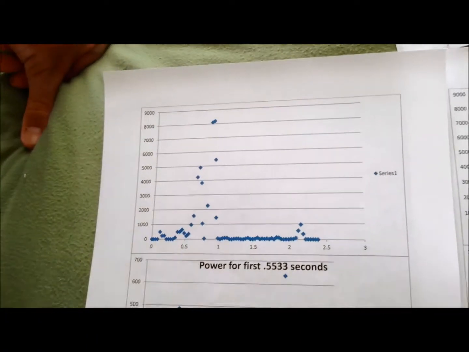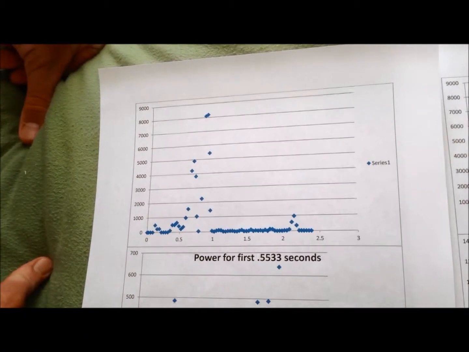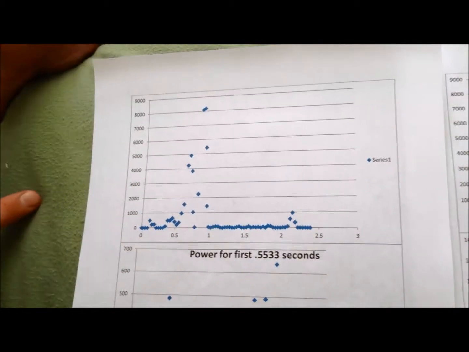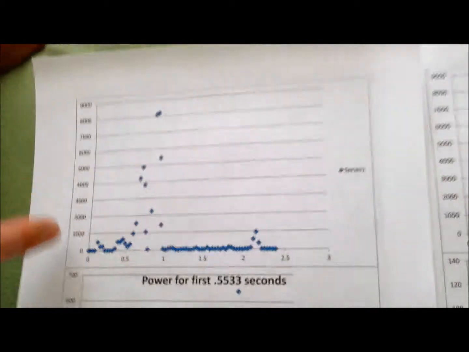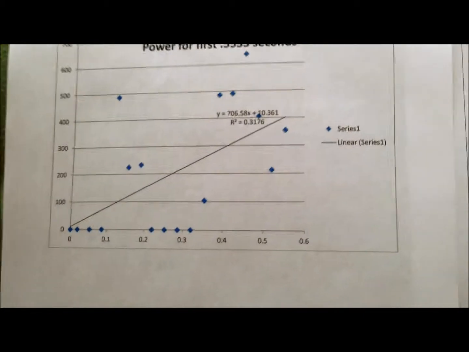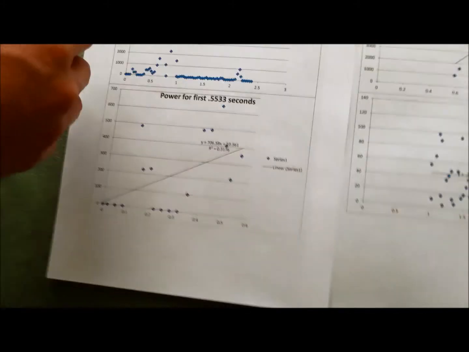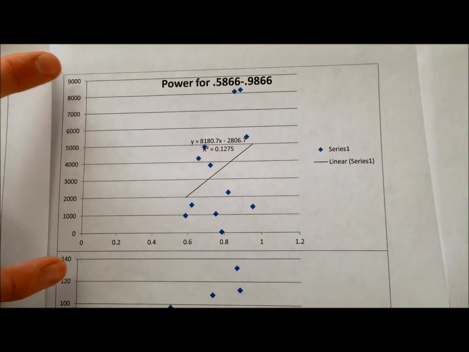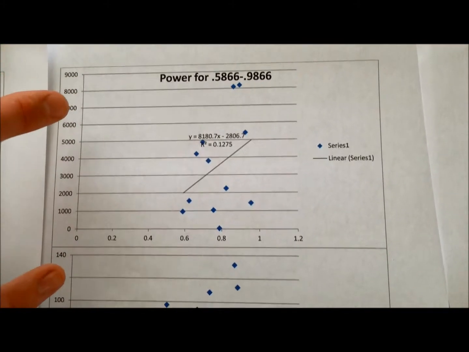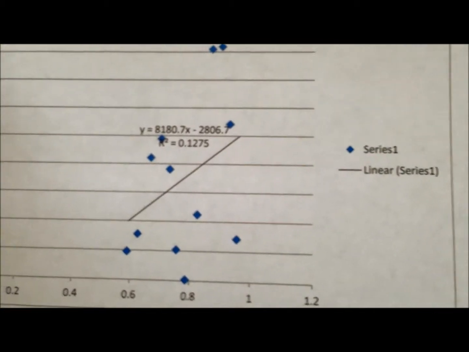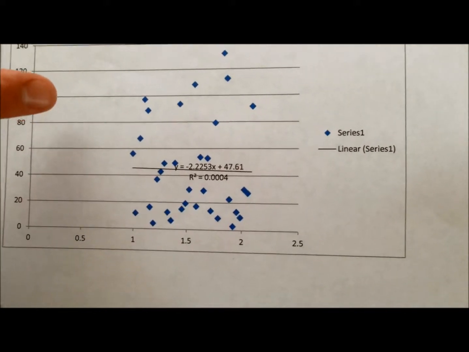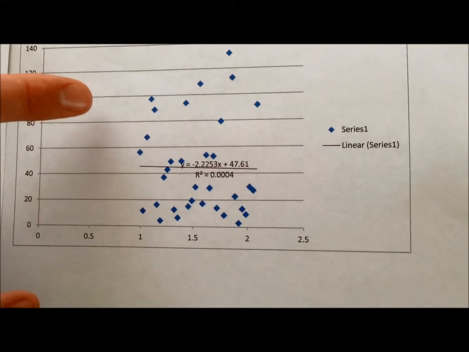So we also analyzed power as work over time and had some similar stages. So we analyzed each one individually. For the first 0.5533 seconds, we found that power for that increment was 706.58 watts, and then for the second increment, it required about 8,180 watts to complete that work. And for the final one, it took about 2.22 watts, according to our data.